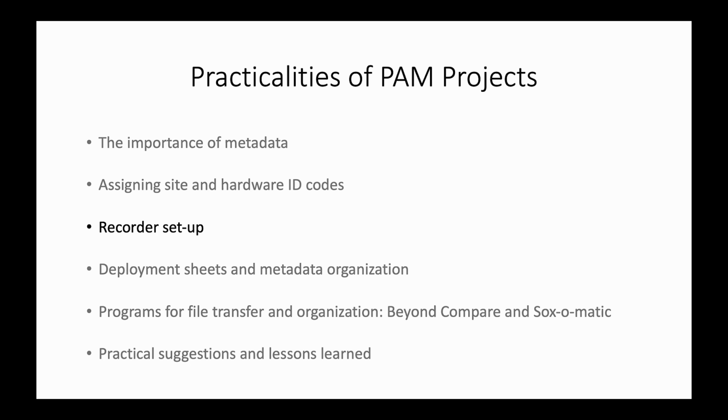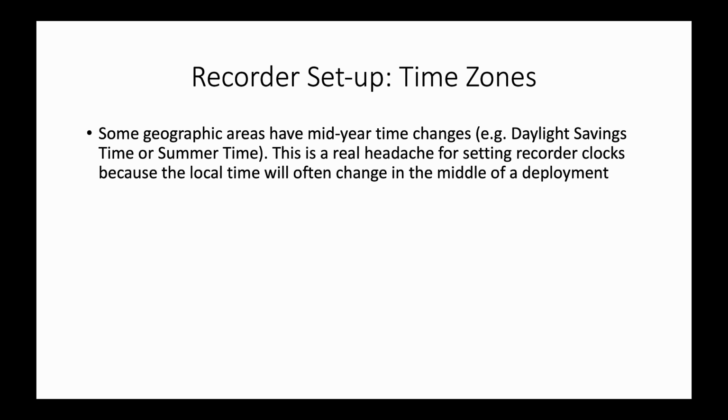The next thing that we'll talk about is setting up recorders. And one of the most important decisions that has to be made when setting up recorders is what to do about time zones. Some geographic areas have a mid-year time change. So for example, in North America, we observe daylight savings time. This is a huge headache for setting recorder clocks because it means that you're setting the internal clock on the recorder, and then partway through the deployment, the local clocks are changing compared to the clock that's running in your recording units.